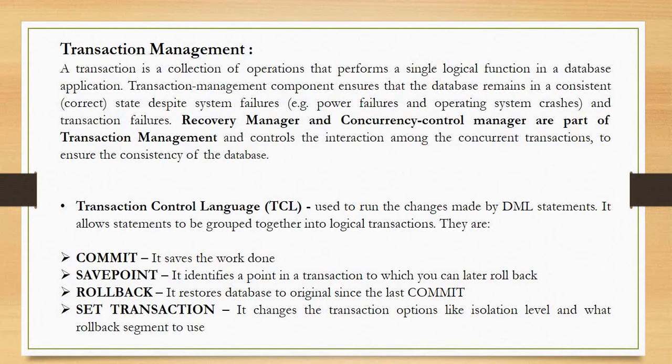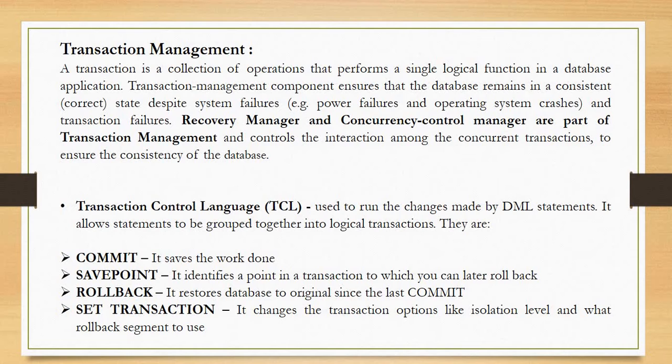To enable this transaction management, we have one language as part of this DBMS called TCL, that is nothing but your transaction control language. This is used to run any changes which are made by the data manipulation language statements, that is DML statements we call it, and this allows us to group them into logical transactions. And what are the major attributes or the control points of this TCL?